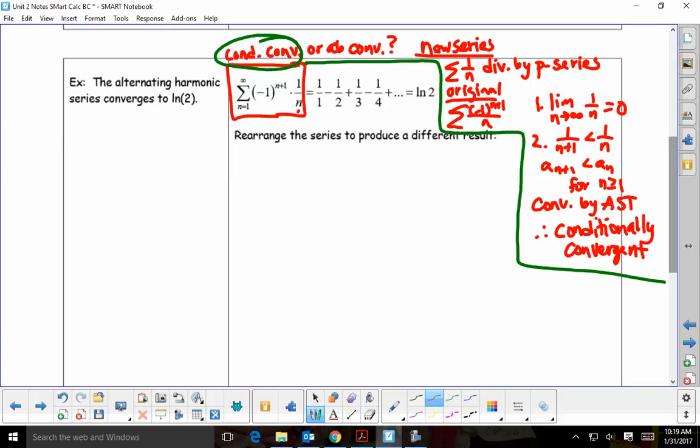Okay, so we see that this is a conditionally convergent series. Let's keep that in the back of our mind as we go and do this next really fun thing. Okay. So they told me, hey, this guy right here, if I write out the first few terms, we can see, yeah, I agree with what they're saying.